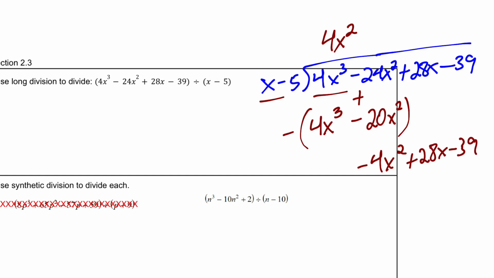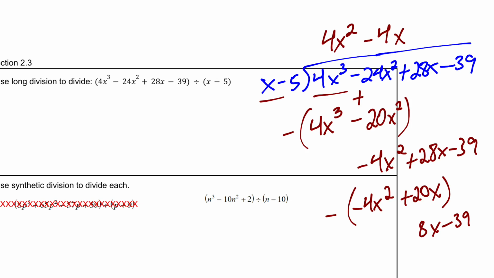How many times does x go into negative 4x squared? That is negative 4 times. And we'll put an x on there as well. So if I multiply that, I get negative 4x squared plus 20x. I'm going to subtract all of this, which means I'm adding, so the x squareds go away. And I'm down to 8x minus 39.